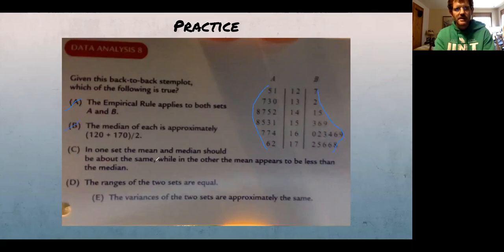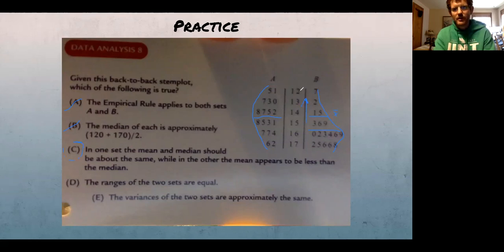C, the mean and median should be about the same for one of them. That's true here. And the mean should be less than the median in another, and that is true right here. Here's your mean, and your median would be a little bit higher, somewhere over here. So there you go. And this is lower as you move up. So yeah, the mean is lower. Good on that one.